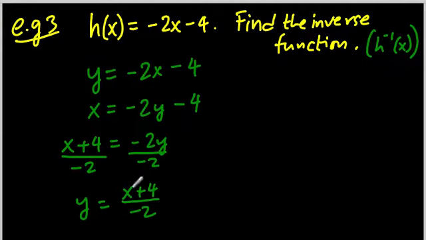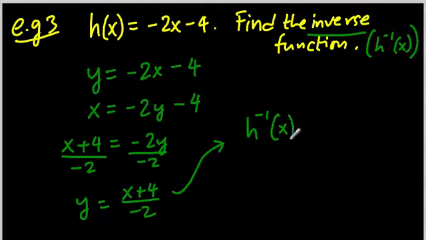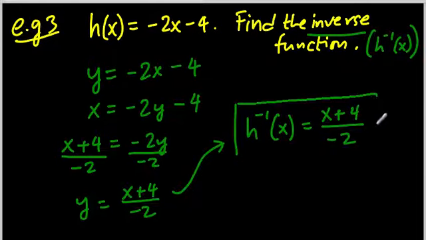And remember, that's not our final step. We want the inverse function, which in other words, we want it in terms of h, because that's our original letter here, and we want a little negative 1 on top. So I'm going to write h of negative 1 of x is equal to x plus 4 divided by negative 2, and that's my final answer.